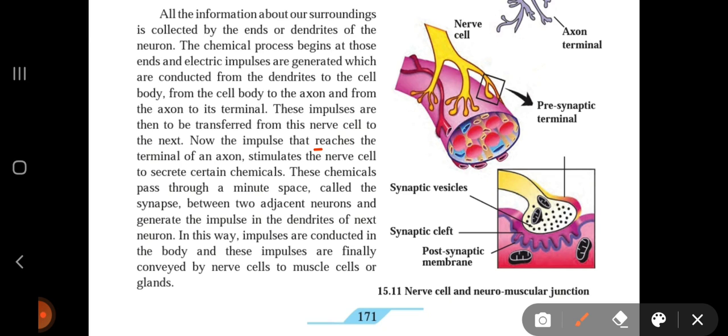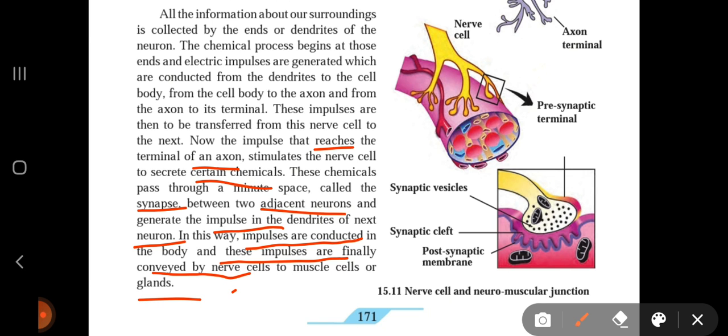So here the impulses are then to be transferred from one nerve cell to the next. Now the impulse that reaches the terminal of an axon stimulates the nerve cell to secrete certain chemicals. These chemicals pass through a minute space called synapse between two adjacent neurons and generate the impulse in the dendrites of the next neuron. In this way, impulses are conducted in the body, and these impulses are finally conveyed by nerve cells to muscle cells or glands.